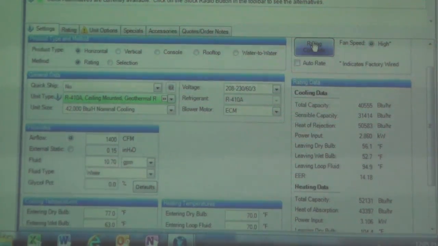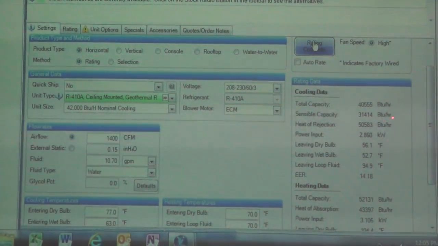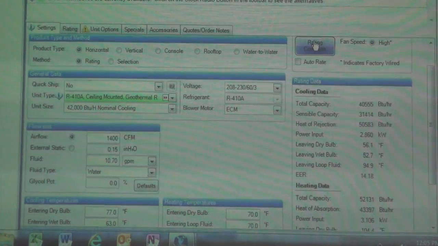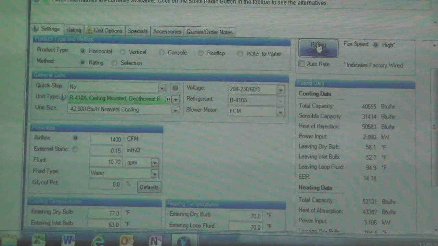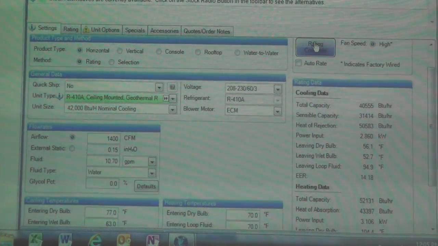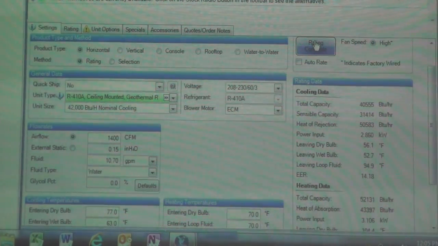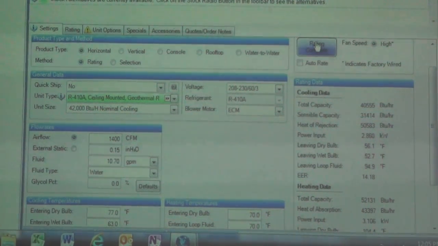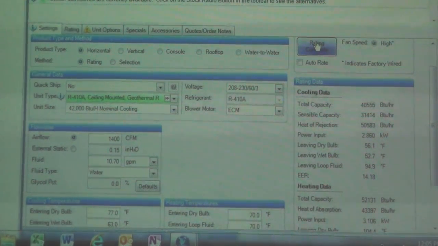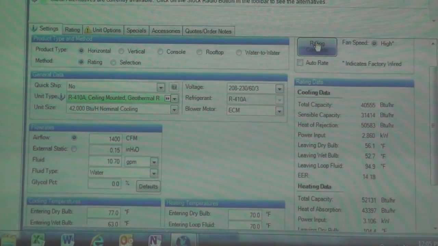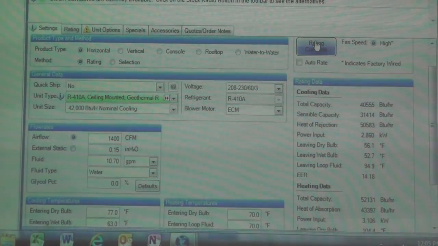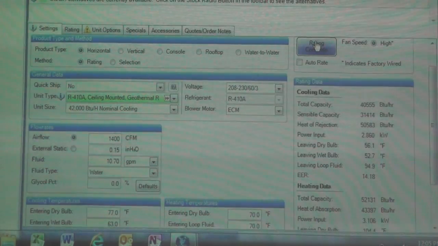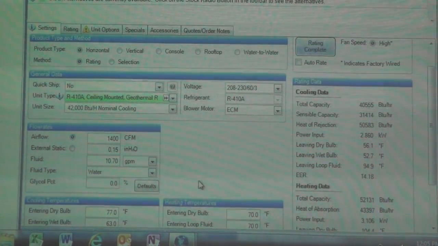So you can see it dropped quite a bit. And that's just because that approach, the temperature of the air coming into the coil and the temperature of the refrigerant in the coil, became smaller. And so you'll have less impetus for that heat to travel through your exchanger. Going back to 8067.